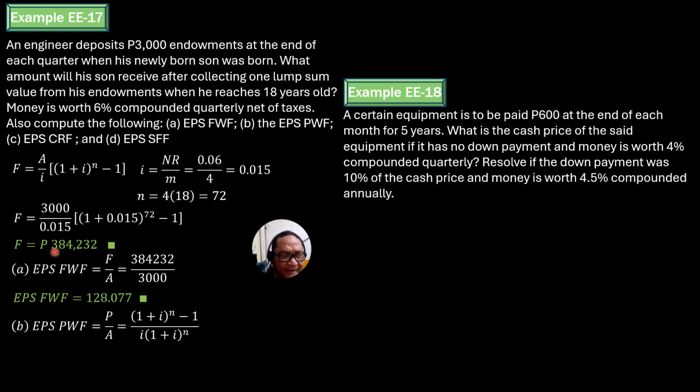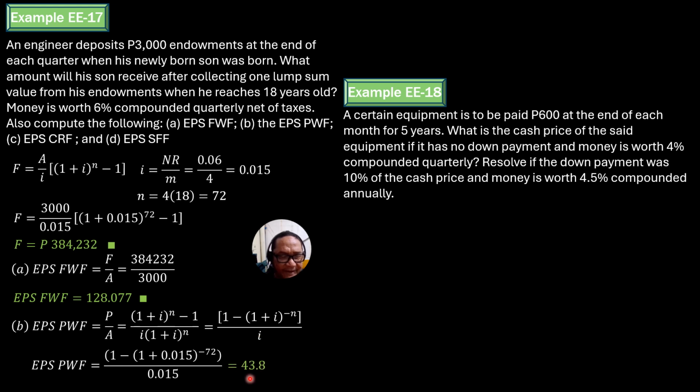let's solve for P first. I just use this other formula, because we haven't yet solved P, but if we solve P, we just divide 384,232 by 1.015 to the 72. So I rather use this formula here. Everything is known, so 1 minus 1.015 to the negative 72 all over 0.015, and that is 43.845.